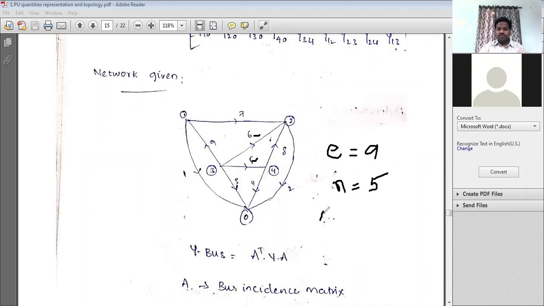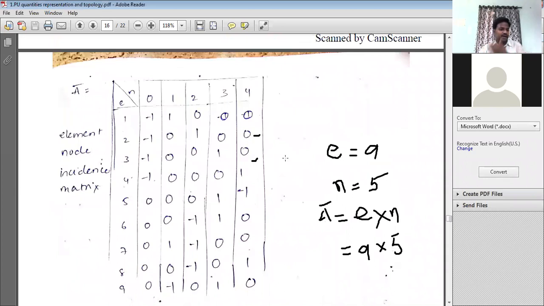Now, what is the size of A bar, the element node incidence matrix? Obviously E by N. E by N means you will have a 9 by 5 matrix. So finally, A bar is of size 9 by 5, right? Now see here whether it is correct or not. On this column side, I am considering the number of elements, and on the horizontal side, the number of nodes. So a total size of 9 by 5.